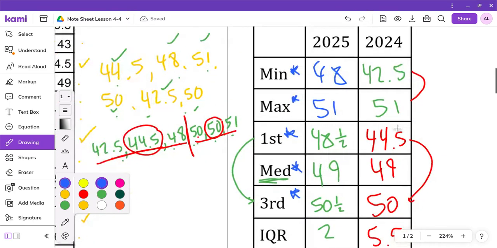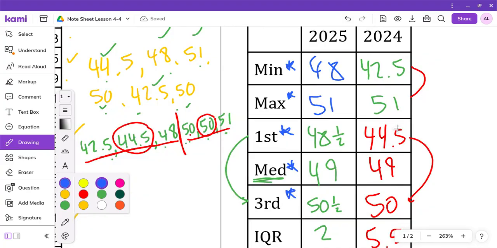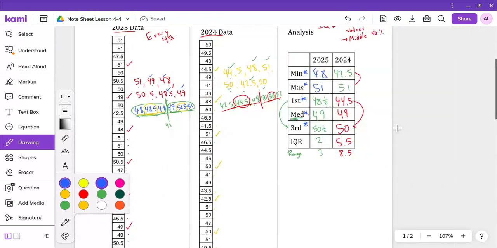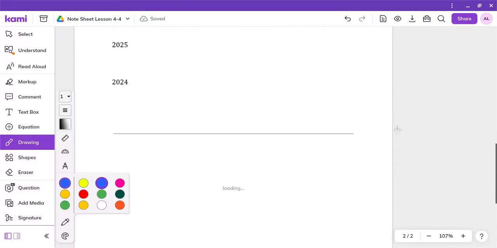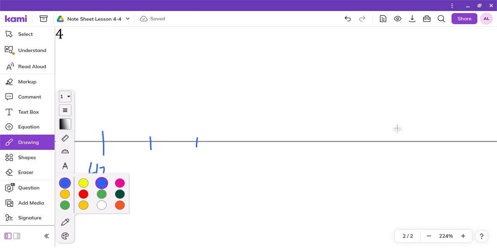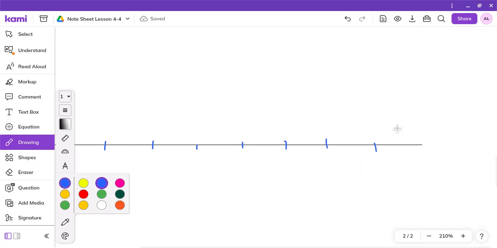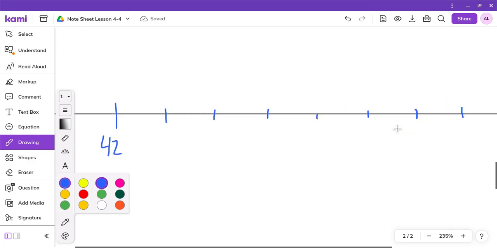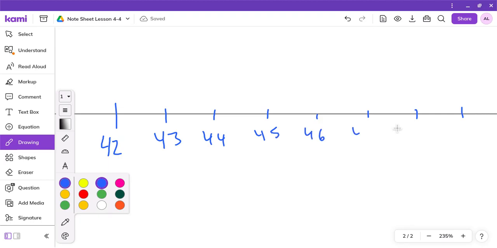Now, our number line, we're going to do both of these data sets. It's going to be a stacked box and whisker plot. So we need to go from 42.5 to 51. To simplify things, I'll just go from 42 to 51. So if you go to page 2, I've got a space here for that. I'm going to start with 42 right here. Okay, and we'll go 43, 44, 45, 46, 47, 48, 49, 50, 51. Just number it up real quick.